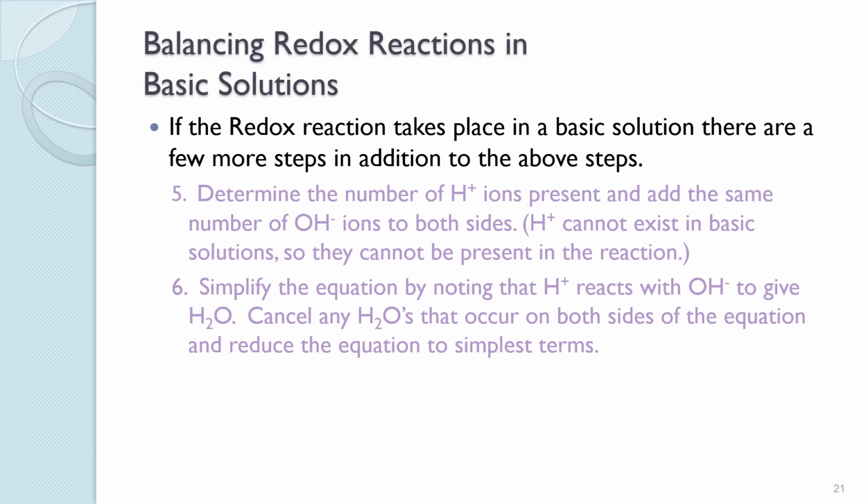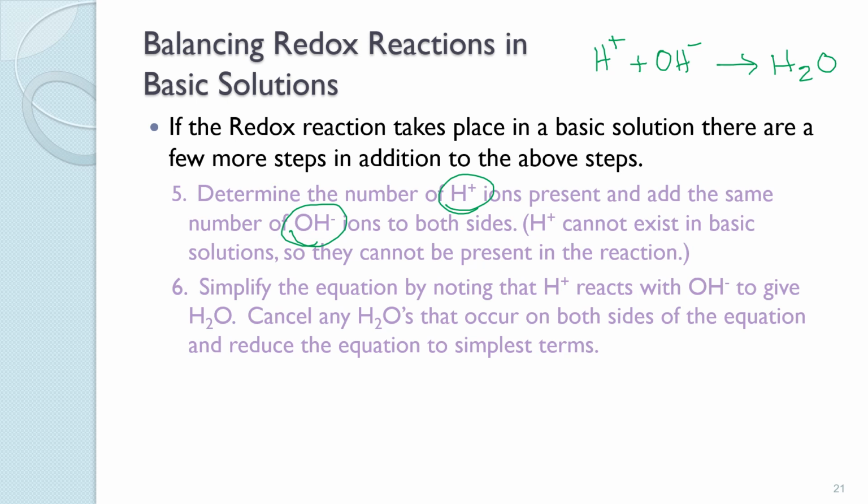But what if we actually happened to have a basic solution instead? Well, remember, every time we have a hydrogen ion, if it happens to be in a basic solution, so if we have an OH negative around, they're going to combine to make water. And so if you happen to have hydrogen ions around and your solution happens to be basic, you have to do one more step to make sure that you have no hydrogen ion around. So what you're going to do, once you've balanced to where we got to an acidic solution, you need to figure out how many hydrogen ions you have present, add the same number of OH negative ions to both sides, because remember, everything's already balanced.